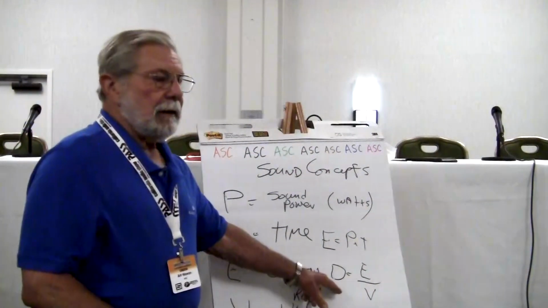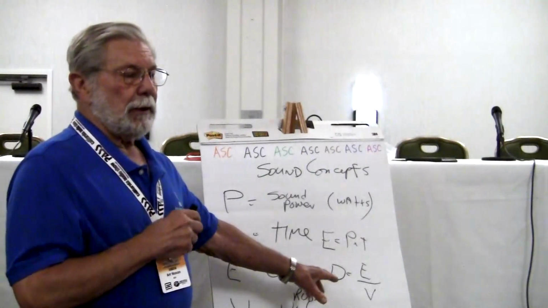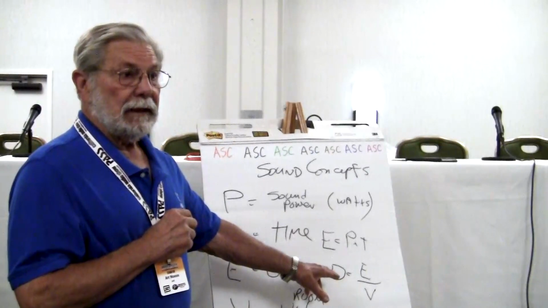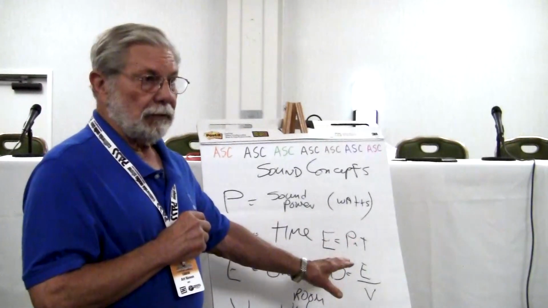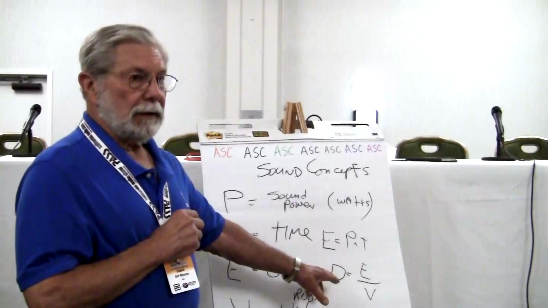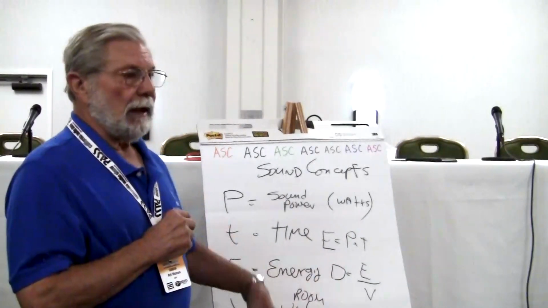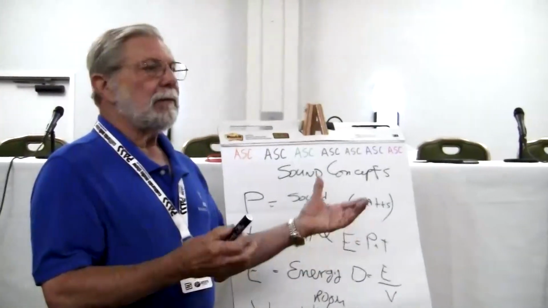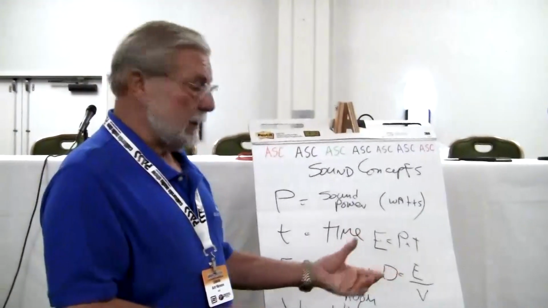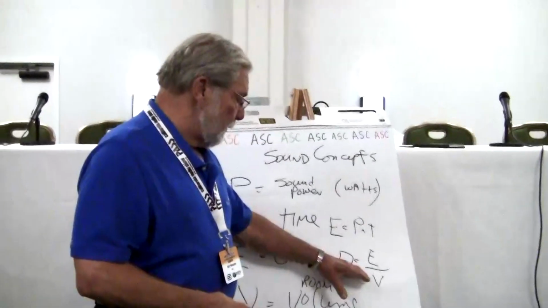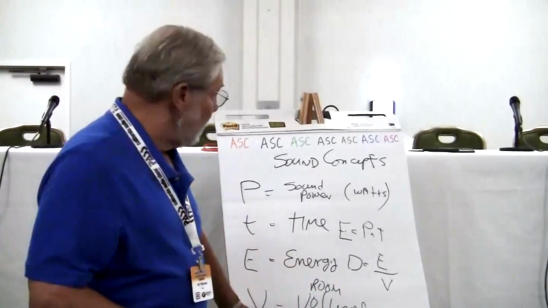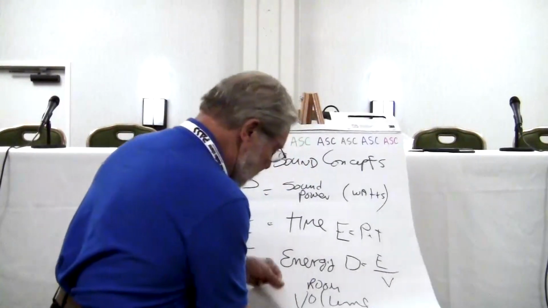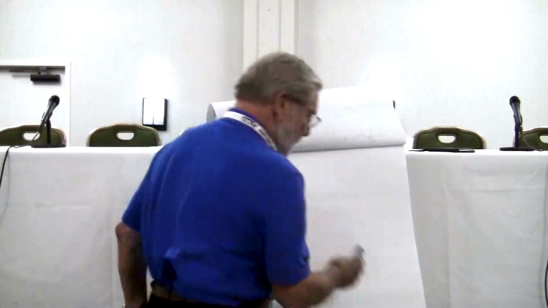Energy density is pretty much what the sound meter reads, and it reads it in dB, decibels. So 80 dB corresponds to a certain energy density. 70 dB, less energy density. So sound level is related to energy density. So I'm going to flip this now and see where we go.